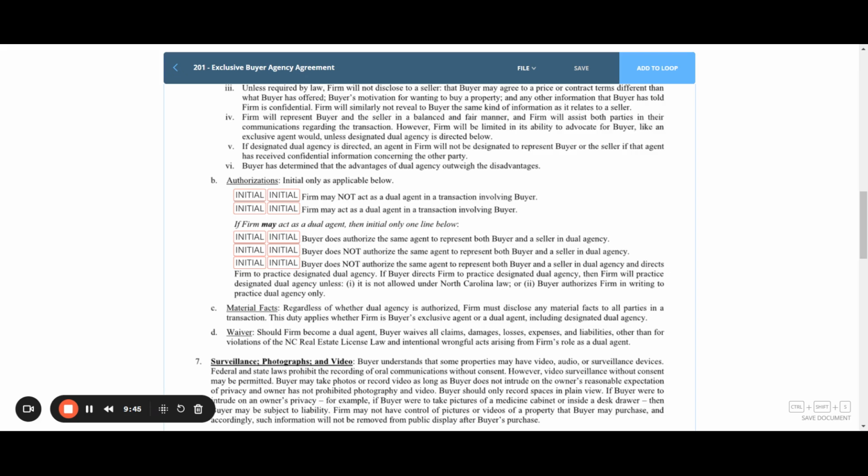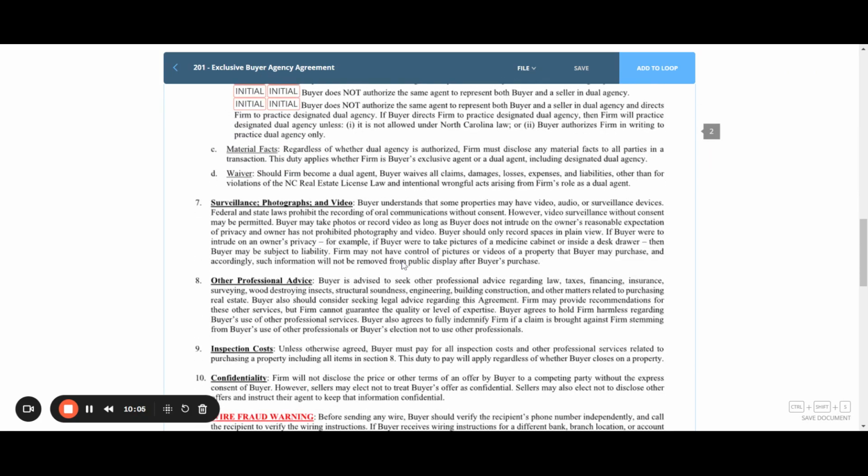But 99.9% of the time, when you are establishing agency with a new buyer or a new seller, this is the way you're going to do it. First grouping is going to be the second set of initials. Second grouping is going to be the third set of initials. If you have any questions about that, please reach out to myself or to Ashley, our managing broker, offline so that we can explain that to you.